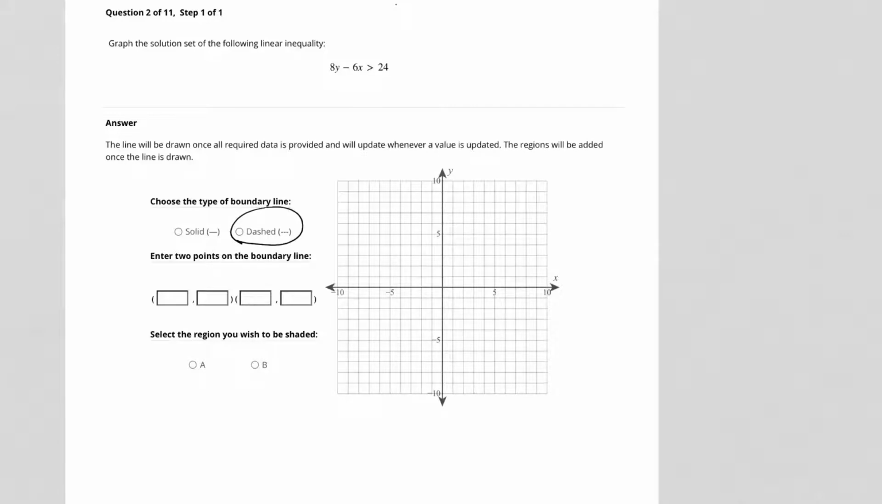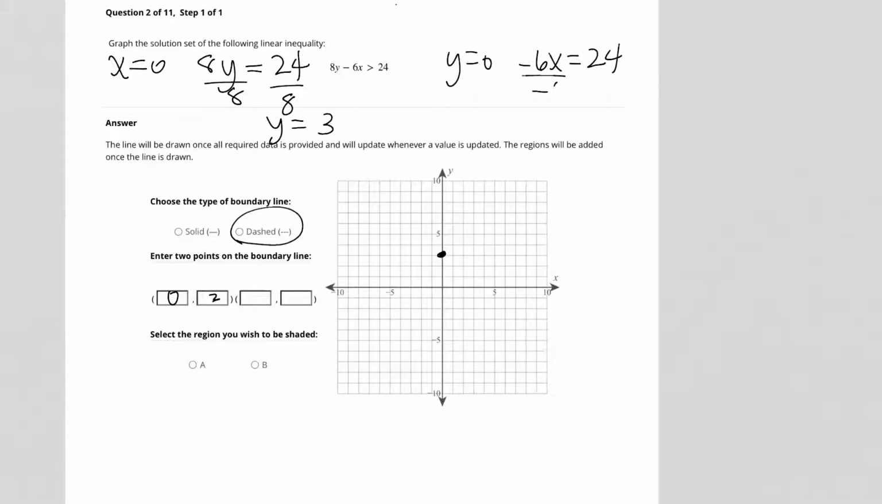The next thing I need to do is determine 2 points that are on the boundary line. I like to do x equals 0, which basically means I have 8y equal 24. Divide both sides by 8. Y is equal to 3. So I have the ordered pair 0, 3, which I graphed right there. The other one, I plug y equals 0 in, which gives me negative 6x equals 24. Divide both sides by negative 6, x equals negative 4. So that ordered pair is negative 4, 0. Graph that point there. Now I'll sketch my dashed line.